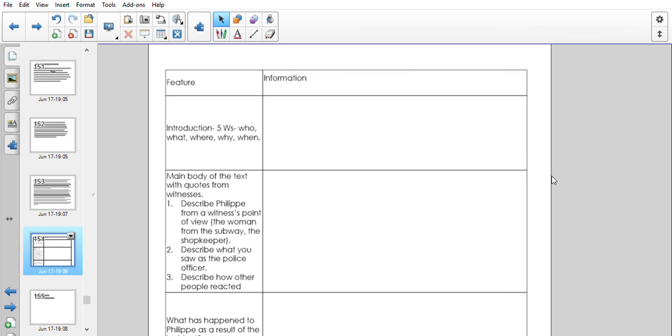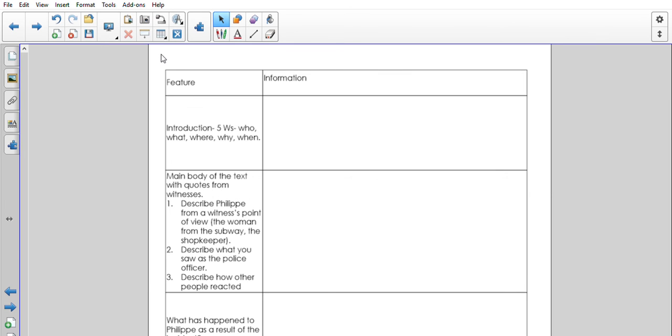Okay, so you then need to use your planning sheet to plan your police report. You've got your introduction, your main body of the text. I've given you lots of information there to help you with your planning. So today is just a planning lesson. You will write it tomorrow.